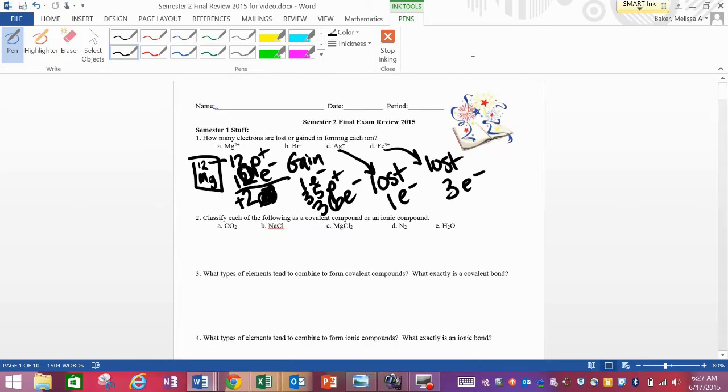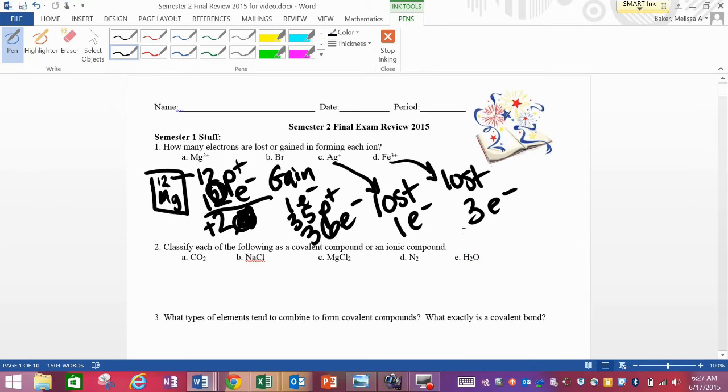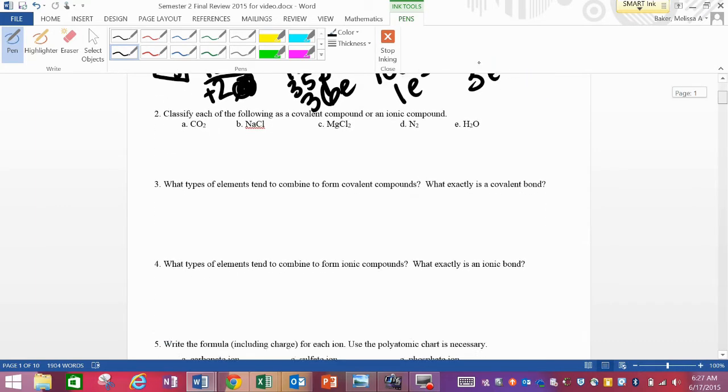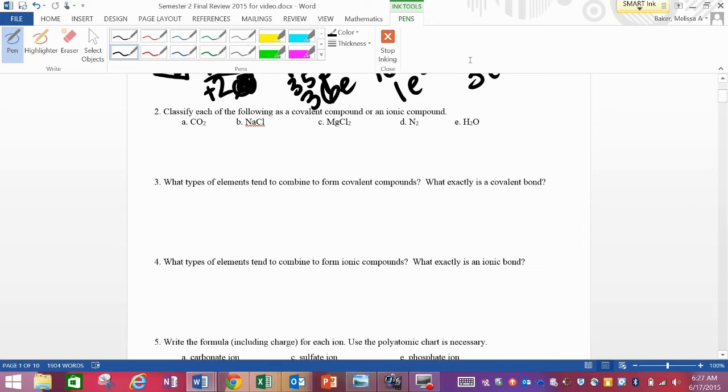Number 2 says, classify each of the following as covalent or ionic. So first let's do a little refresher of what the difference is between a covalent compound and an ionic compound. Covalent compounds are made of all nonmetals. That is things that are to the right of the zigzag on the periodic table. Ionic things are metals and nonmetals. So one thing to the left of the zigzag and 1 or more things to the right of the zigzag.